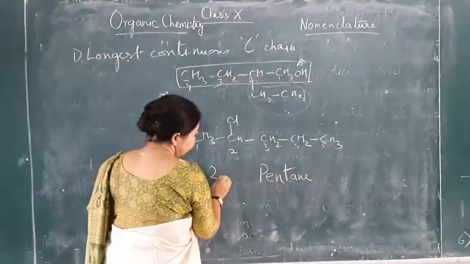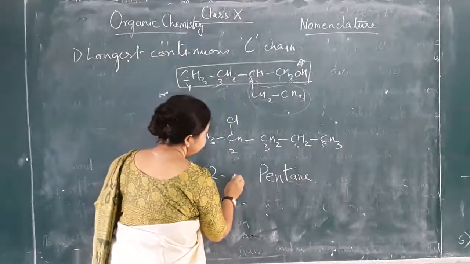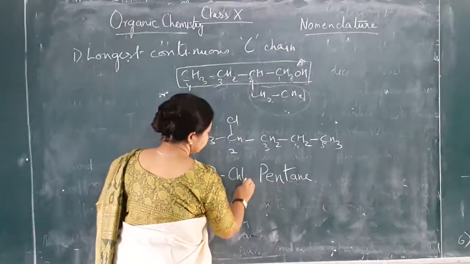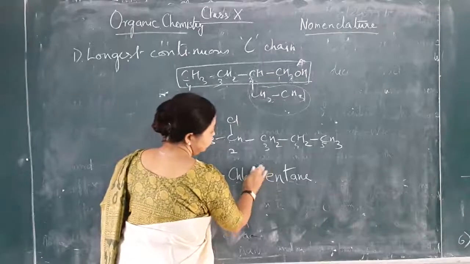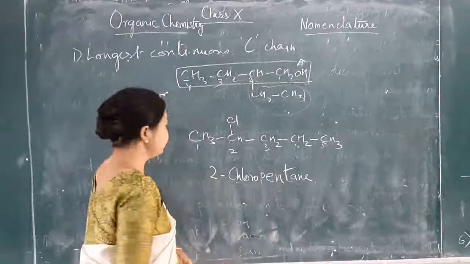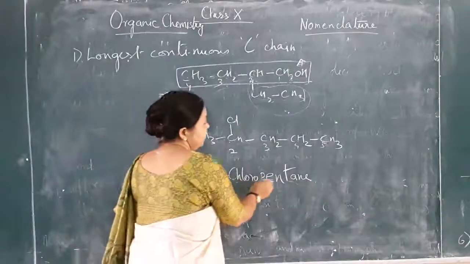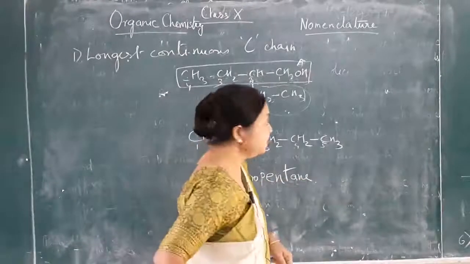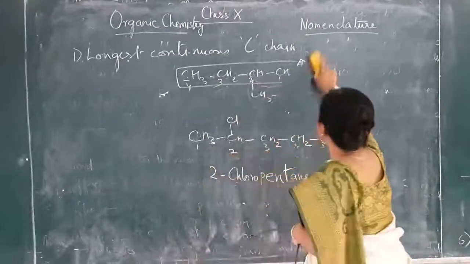So 2, and then we put a hyphen and write chloropentane. Chloro, actually we should write it together, but you may leave a gap also, it doesn't matter. So 2-chloropentane. That is one of the rules.